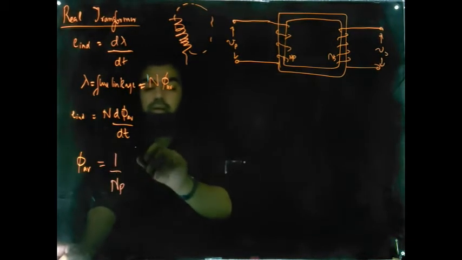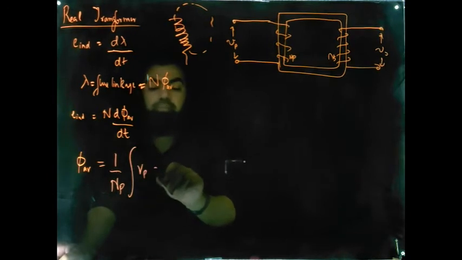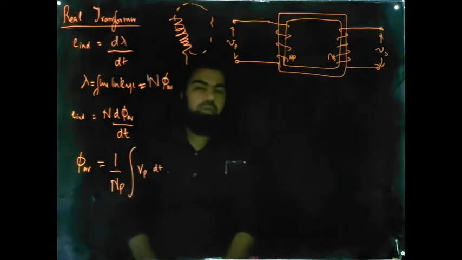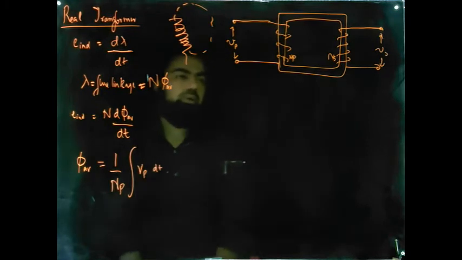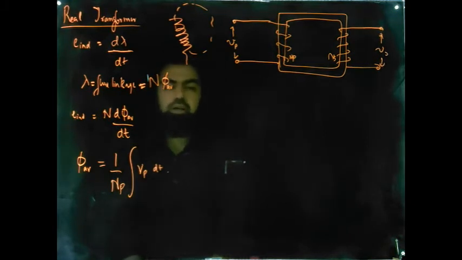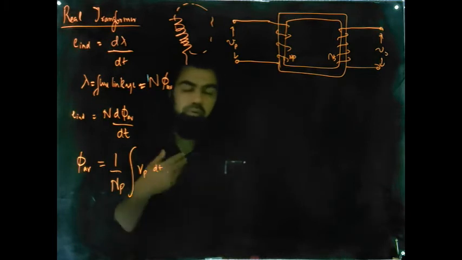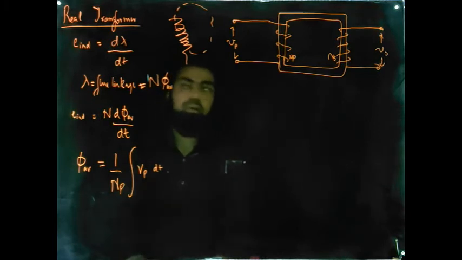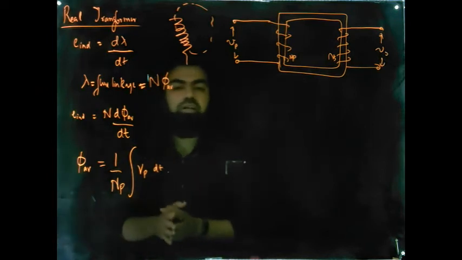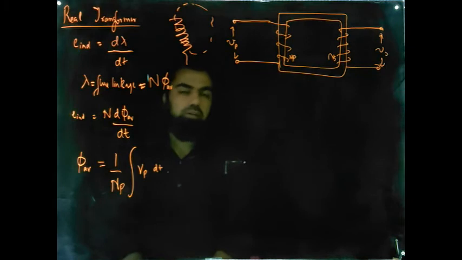Fine. So phi average, it has been seen, is equal to 1 by Np integral of Vp dt. So the average flux of the transformer that actually cuts through each and every turn of the primary winding is proportional to the integral of the primary voltage that's applied to this transformer. Now, the concept with real transformers is that what we studied in case of ideal transformers is that all of the flux gets linked with the windings of the transformer.